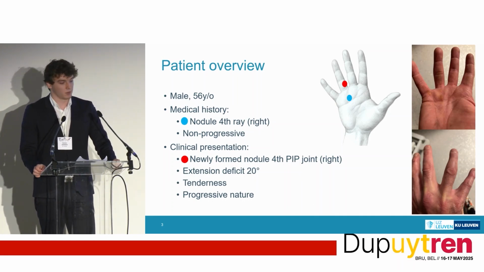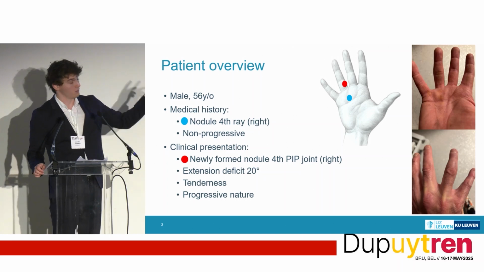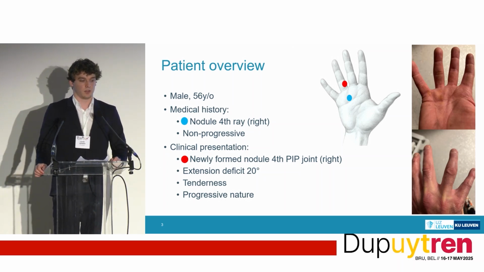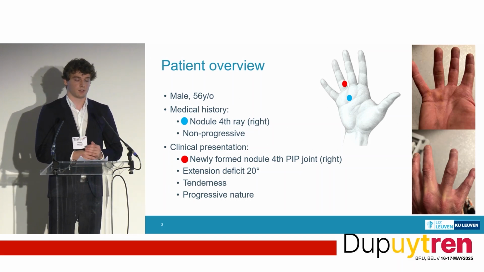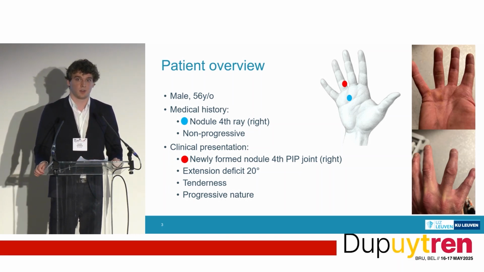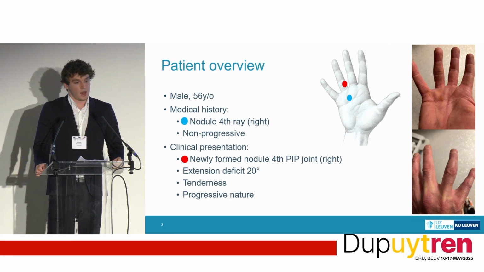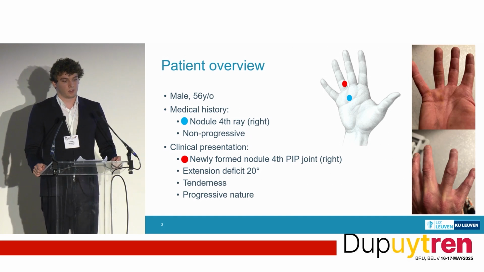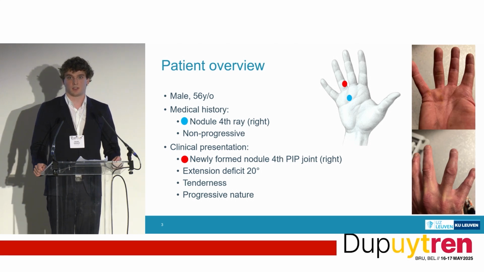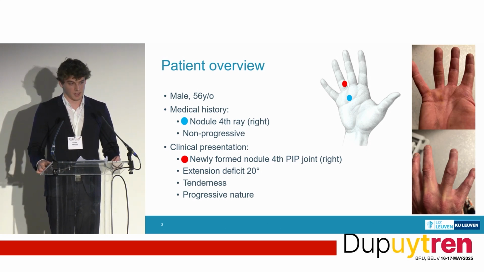He has a medical history of a pre-existing nodule represented by the blue dots. The pre-existing nodule is on the fourth ray of the right hand and is non-progressive in nature. It has been there for the last 10 to 20 years. Now he comes to the clinic with a newly formed nodule, a little bit distally from the first one, more located towards the PIP joint. Our patient has an extension deficit of 20 degrees, and he also reports tenderness of the nodule. What's really important about this nodule is that it's progressive in nature. It has started in the last 6 months and has progressed rapidly.